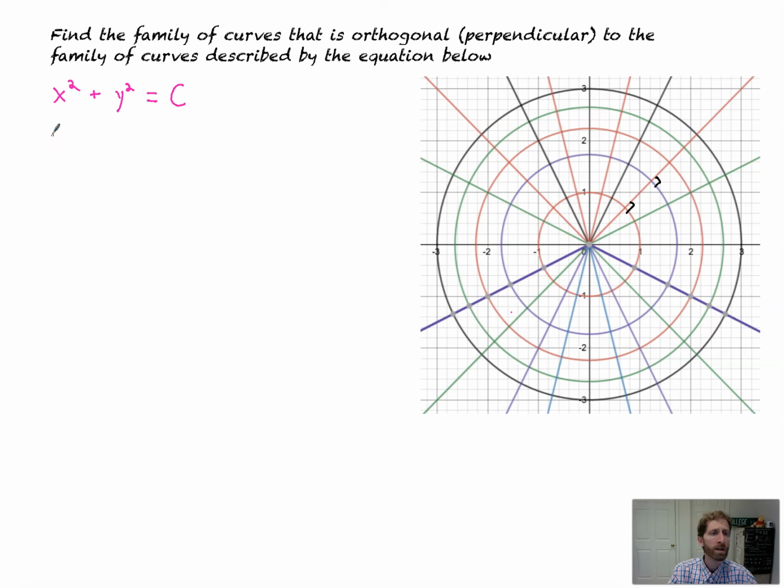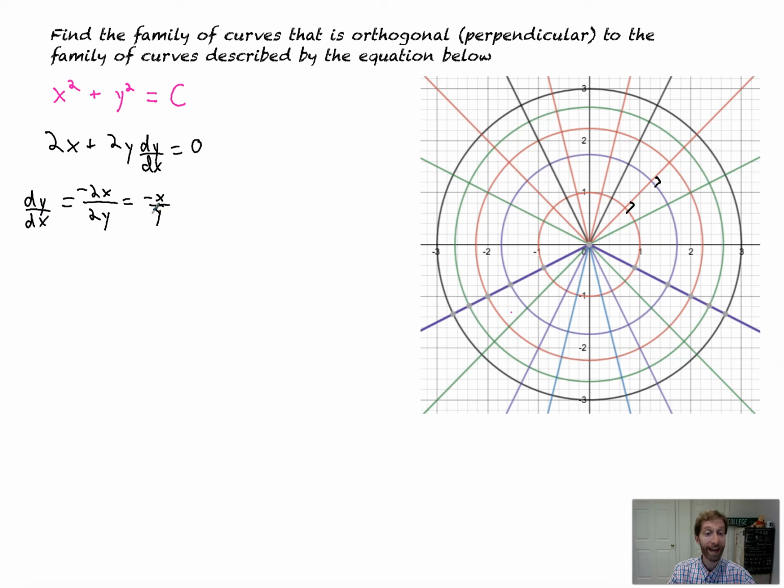That's our goal. So I'll take the derivative with respect to x, which is 2x plus 2y dy dx on this part, and the derivative of a constant is 0. Then we solve for dy dx. I'll subtract 2x from both sides, and then divide by 2y. So again, all I did there is subtract 2x and divide by 2y. That's minus x over y.